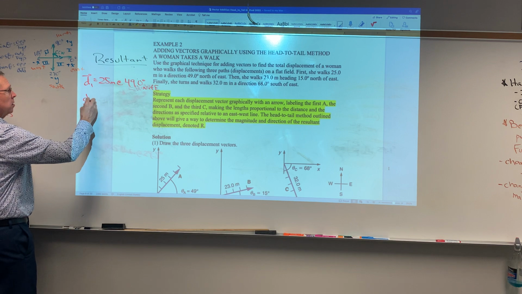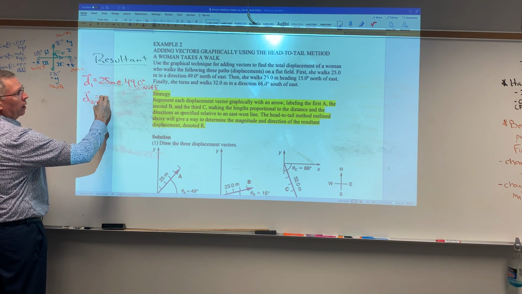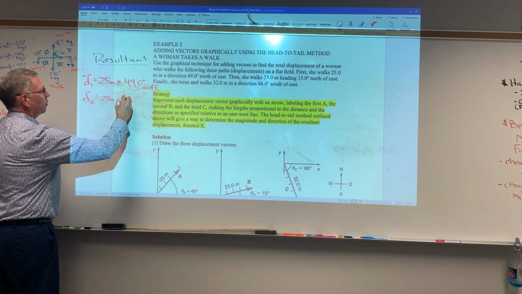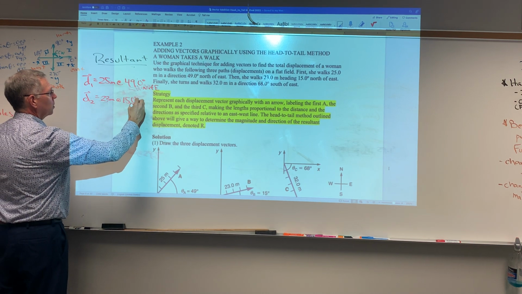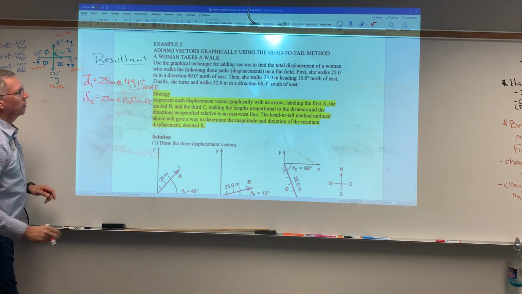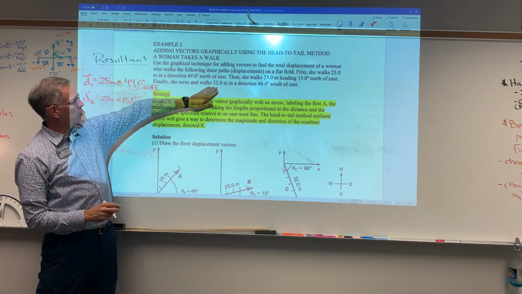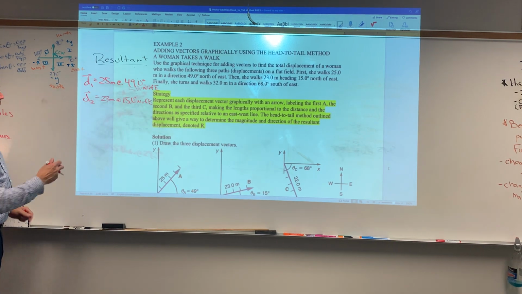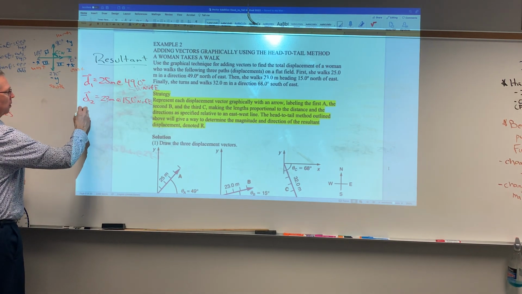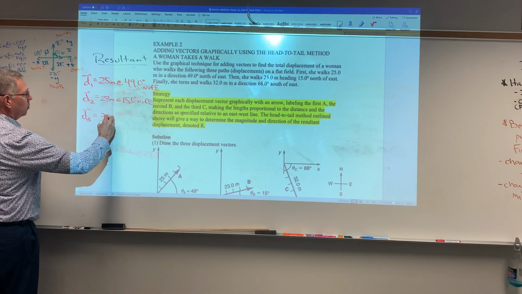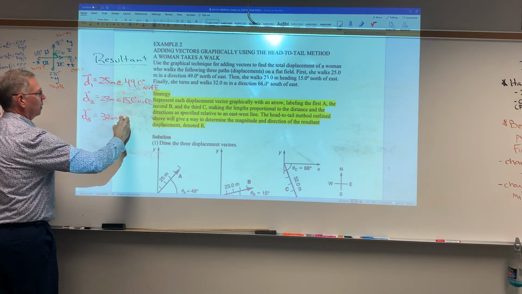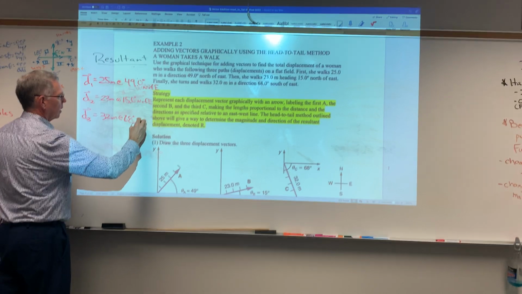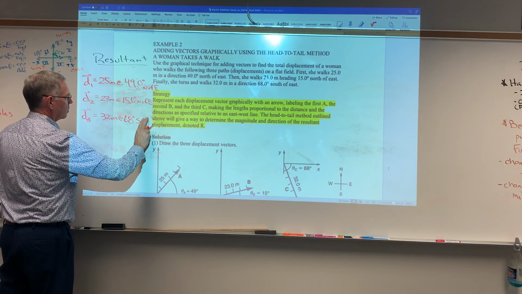So her second displacement vector, 23 meters at 15 degrees north of east. All right. And then she turns and walks 32 meters at 68 degrees south of east. So her third displacement, 32 meters at 68 degrees south of east.